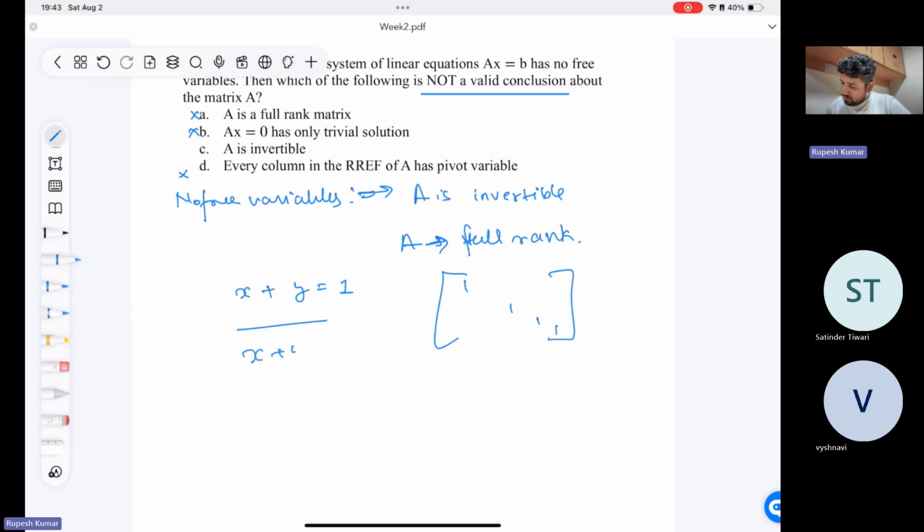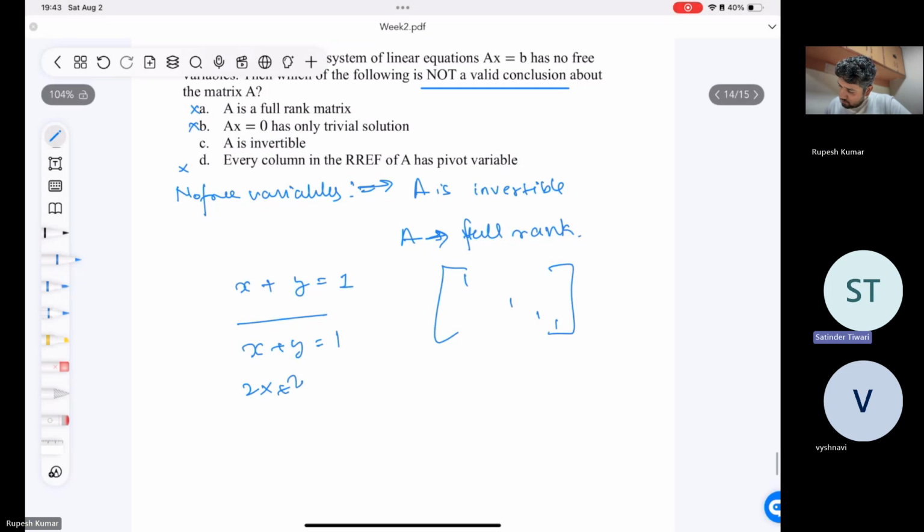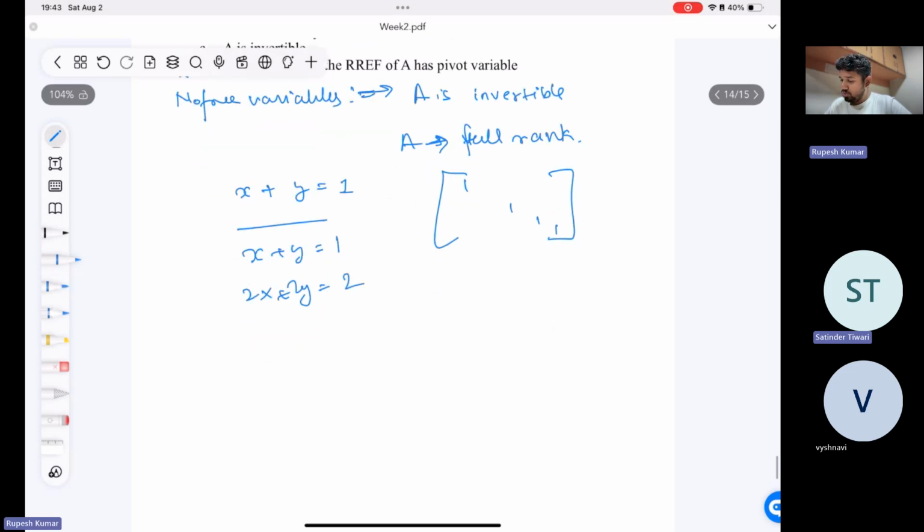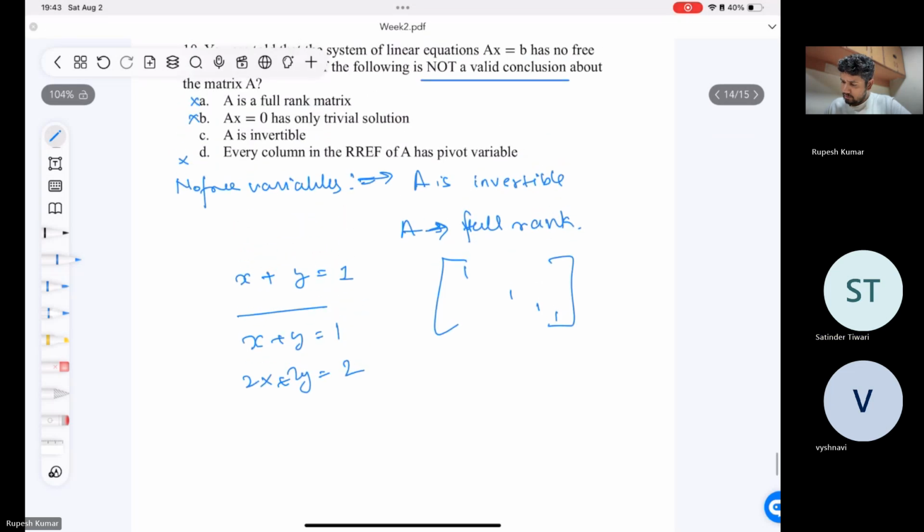So you are saying x plus y equals 1 and 2x plus 2y equals something. It won't be 5, right? This will be the coincident line. Okay, so they are two different lines. Let me make it simpler: x plus y equals 5, right?